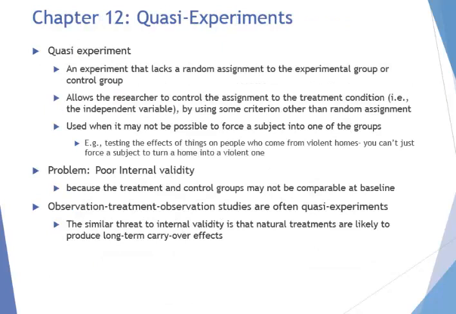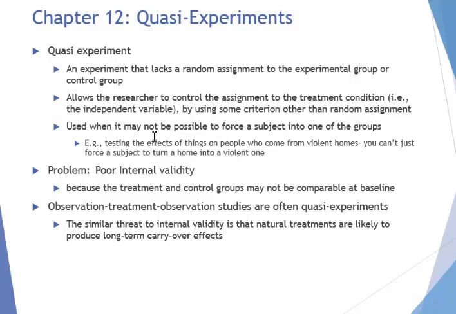Next, we're going to look at an entire category of experiments called quasi-experiments. In quasi-experiments, the only difference between this and a regular experiment is that the experiment lacks a random assignment to the experimental group or the control group. As we discussed before, the general idea is to get as random an assignment as possible, by assigning some people to the experimental group and some people to the control group. In a quasi-experiment, for whatever reason, you're simply not able to do that.